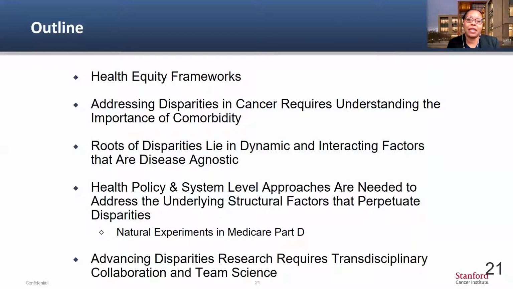Today, I'm going to talk about a few things. For many of you, these will be things you've seen before, but I'm going to talk about some health equity frameworks, how we think about health equity, strategies for addressing disparities, particularly in cancer, and why it requires an understanding of the importance of comorbidity. Then I'll talk a bit about disparities and where they come from, and circle back to what Ruth was just talking about in terms of social determinants. I'll then give one example of some work that we did in the health policy arena around Medicare Part D, and then finish around why I think a transdisciplinary community engaged approach is necessary for addressing health inequities, particularly in the cancer space going forward. Next slide, please.